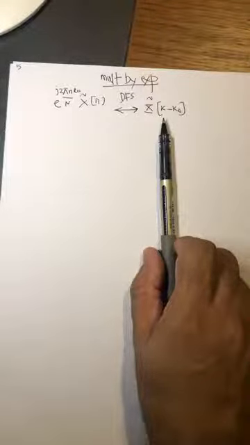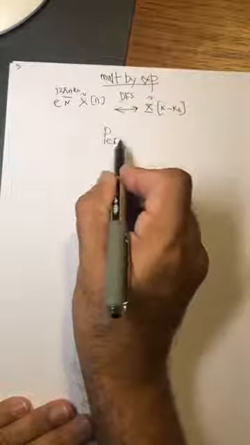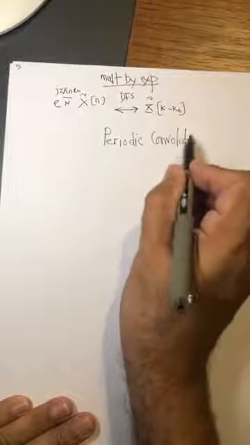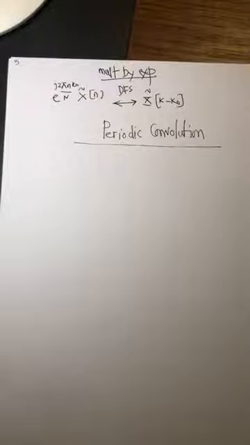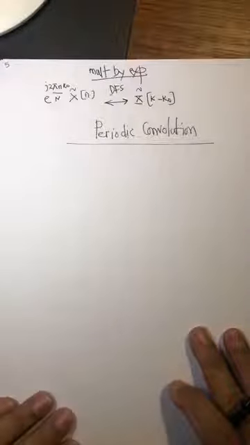Then the third and the most important property is periodic convolution. It's very, very confusing. We have spent a lot of time learning about linear convolution. If the two signals are periodic, you can still convolve them, and once you convolve them, you get a periodic signal again. So how to convolve two periodic signals is the question.